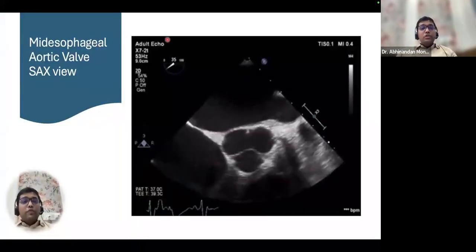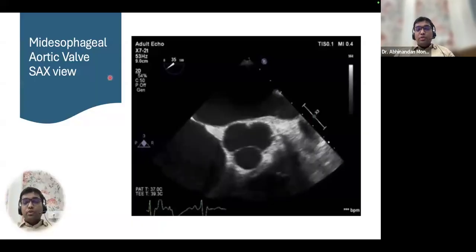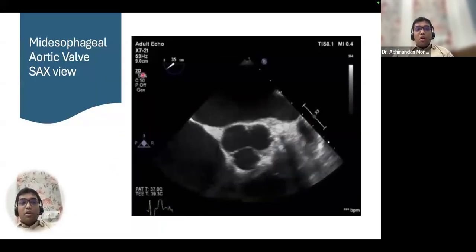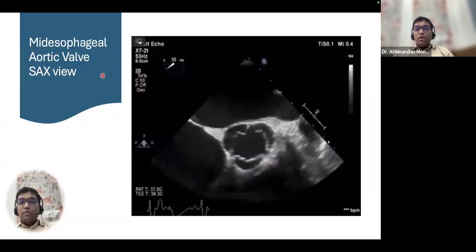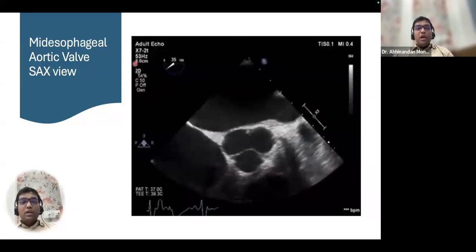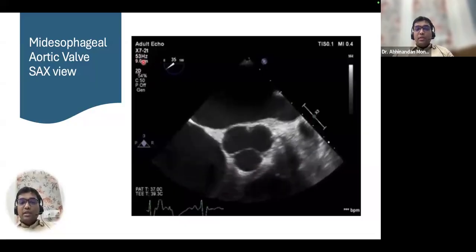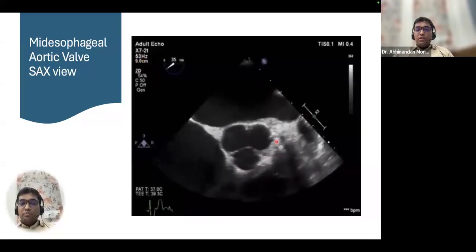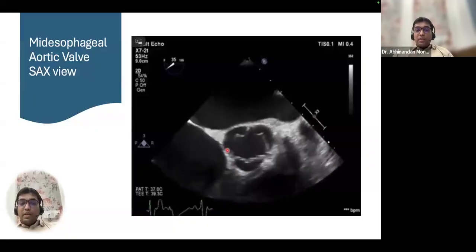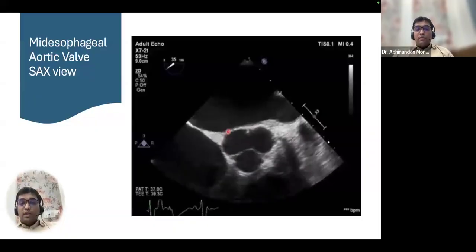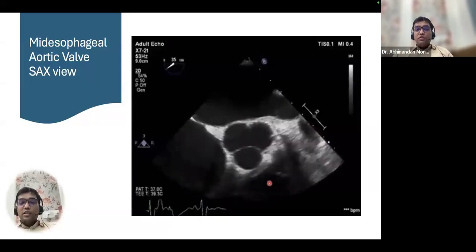So this is your mid-esophageal aortic valve short axis view. So this is an enlarged image. Always remember in this view, our focus of image is your aortic valve. So that is why the depth of the image has been decreased to 9 centimeter. So you can see that there is an enlarged image of your aortic valve. So how to identify what are the leaflets? It is the easiest way.